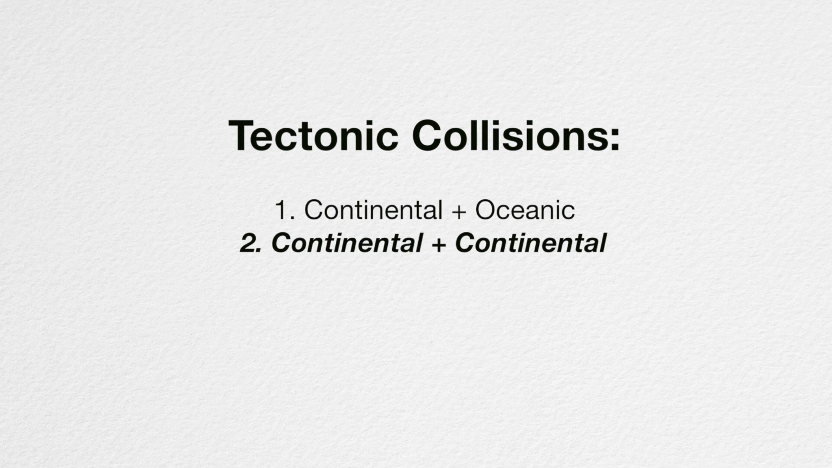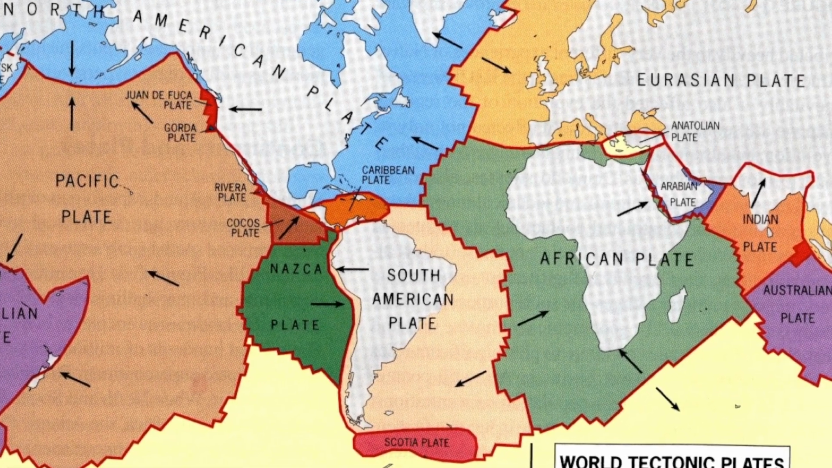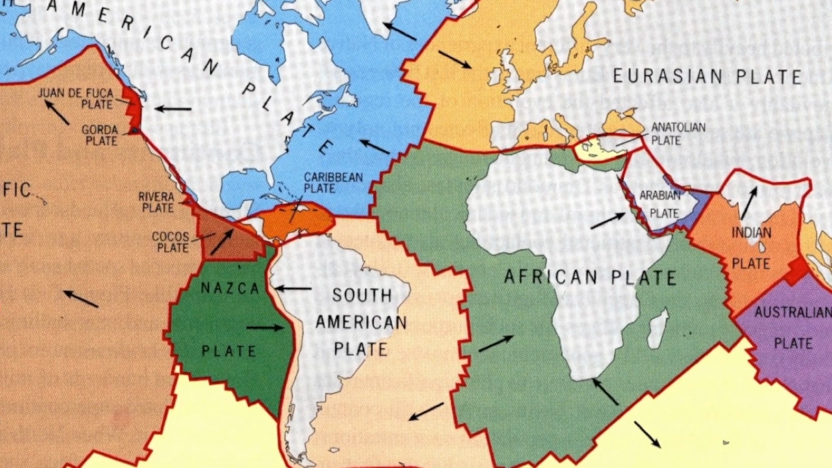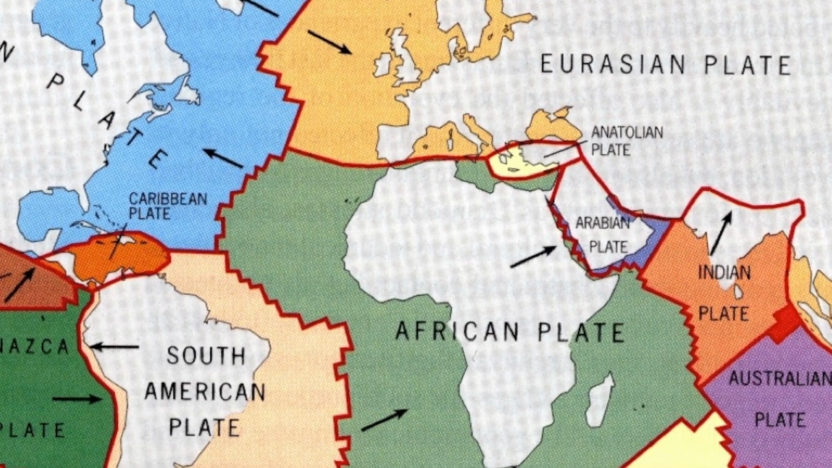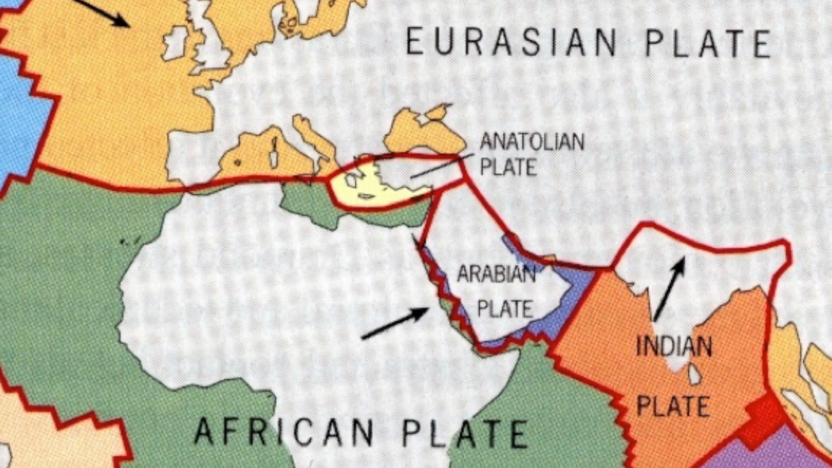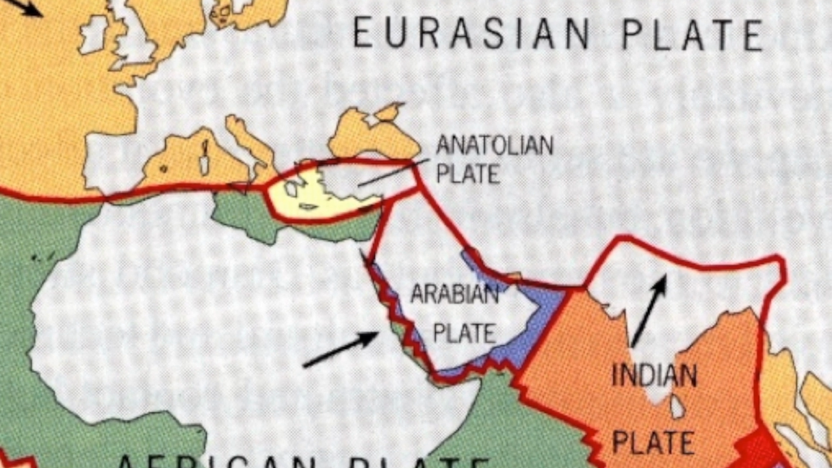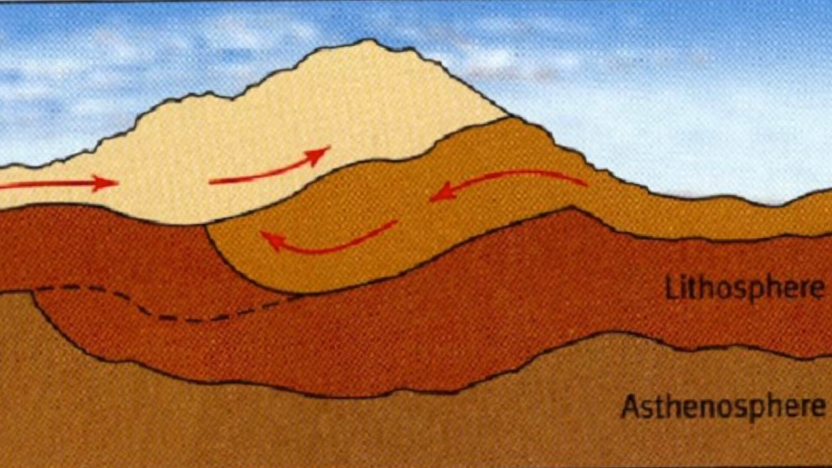A second type of collision is between a continent and a continent. Here again, our map of the tectonic plates shows that the Indian subcontinent plate ran headlong into the Eurasian plate, a collision between continents. As this illustration shows, when two great bodies of granite run into one another, one does not easily subduct under the other because they're of approximately equal weight.